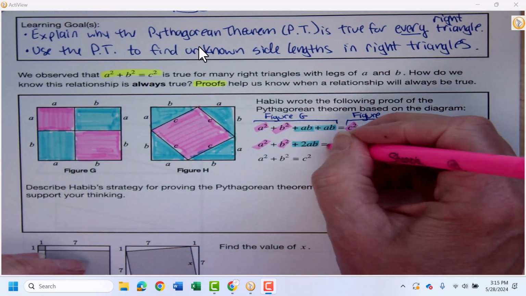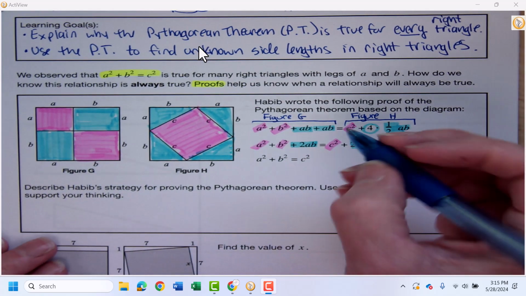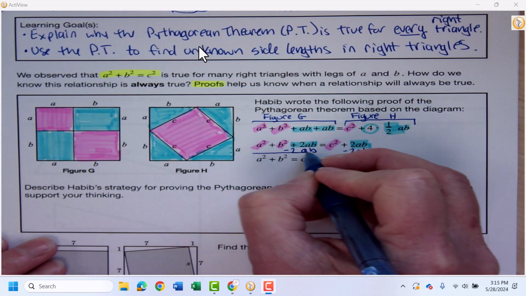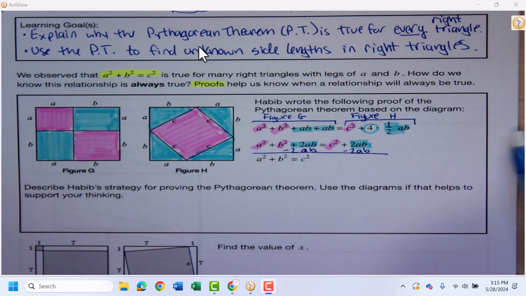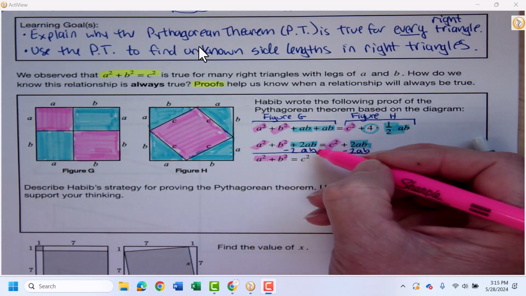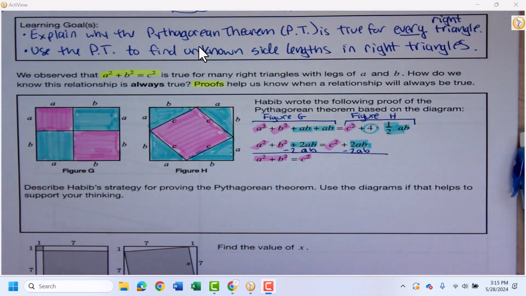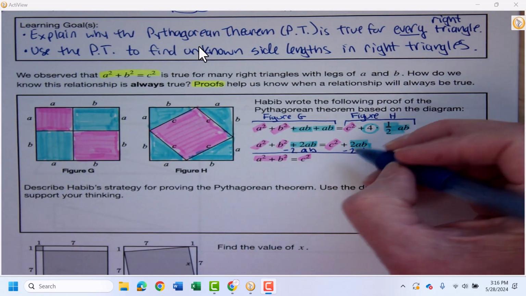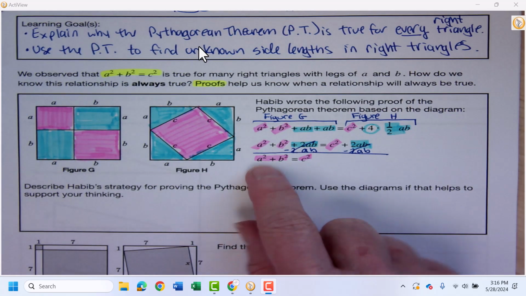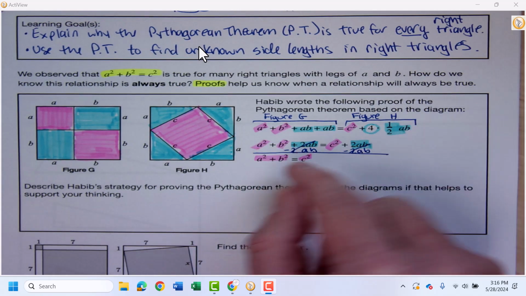And we talked about balancing equations earlier this year. I could just subtract this from both sides and keep my equation balanced. And when I subtract it from both sides, all that will be left on the left side would be A squared plus B squared, because 2AB minus 2AB cancels out. And all that's left on the right side is C squared, because 2AB minus 2AB cancels out. Now, I don't need for you to be able to do all of this for yourself. I just need for you to be able to understand how this is true.